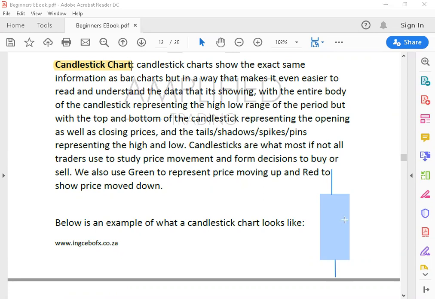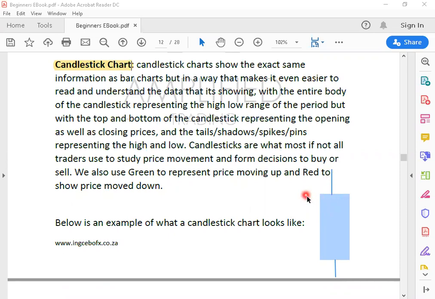It's blue, and here we have the wick or the pin. Some people call it the wick, some call it the pin, some call it the shadow or the spike. It doesn't really matter, but I just call it the pin. So if you want to call it the way I call it, just so you don't confuse yourself, just call it the pin. It doesn't really make any difference.